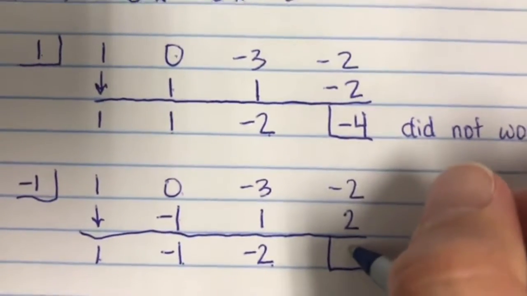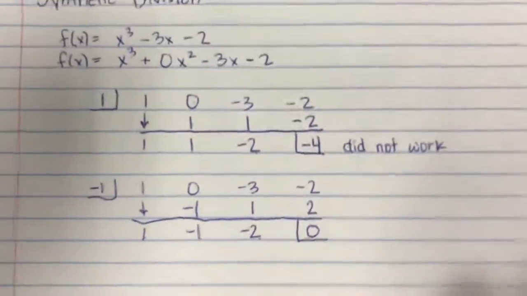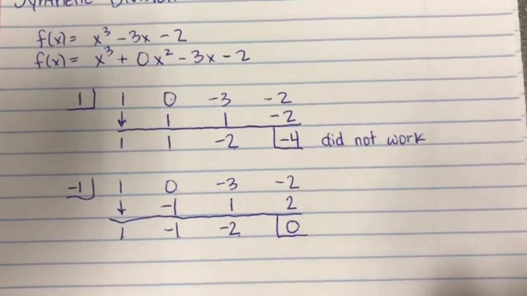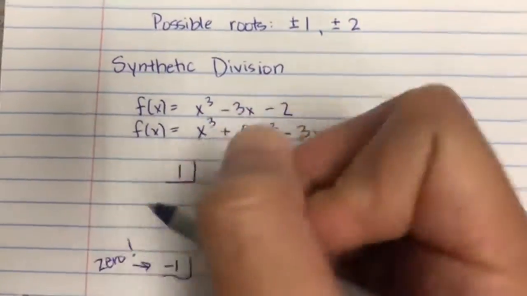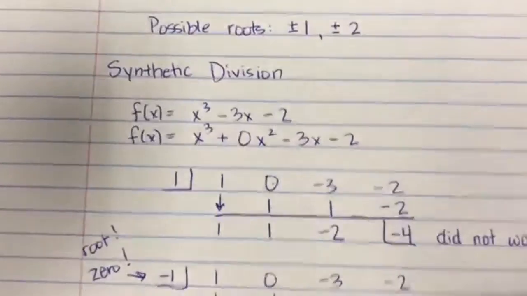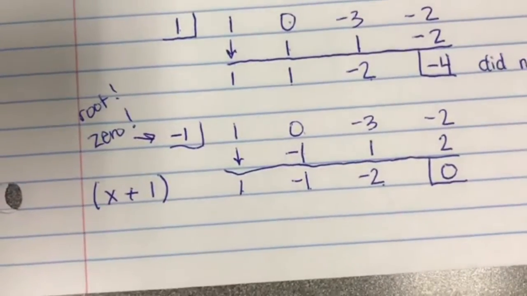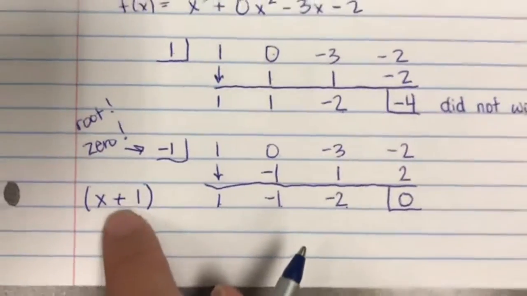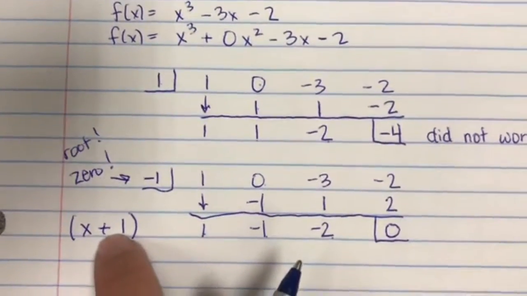Finally, I'm going to add up these two numbers, and luckily we get a 0 here, which means that negative 1 is a 0 of our function. And if this is a 0, or a root, then that means that our factor is an x plus 1. That's by our zero product property. So don't forget that step, or make sure that if it's a negative 1 root, then it's a positive 1 in the factor.